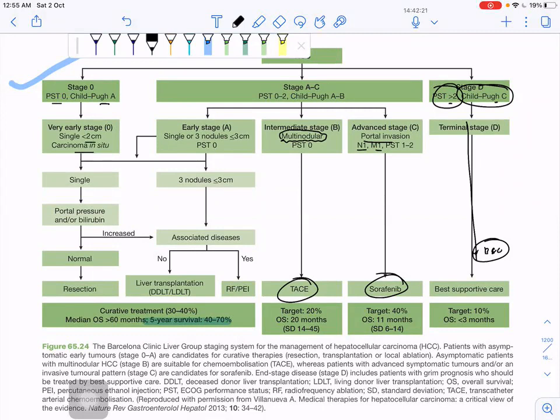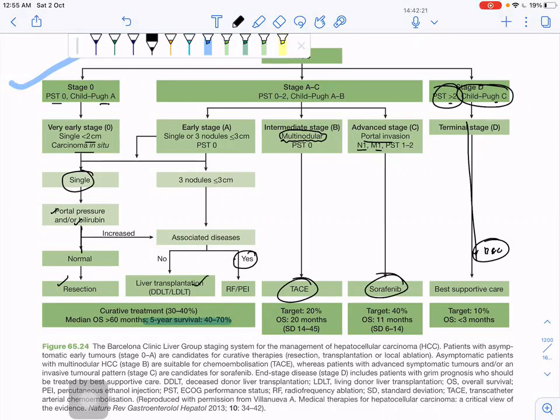First, if the lesion is single, we have to see about portal pressure or bilirubin. If it is normal, you can go for resection. If everything is normal, single, you can go for resection. If it's increased, you have to see the associated disease. If associated disease is present, liver transplantation will be very difficult, so you will go for only radiofrequency or percutaneous ethanol injection. If associated disease is not present, then you go for liver transplantation.